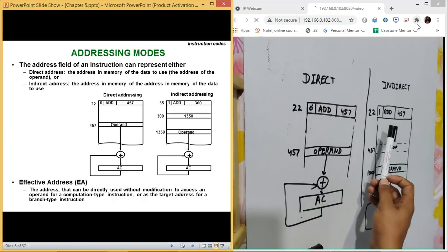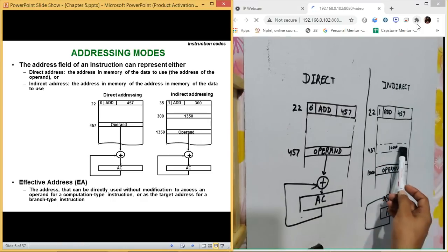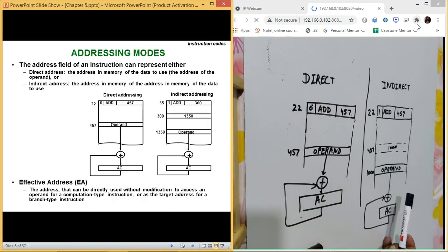But in the indirect I will need to visit firstly to this place, then to this place, so it will take more time. Yes, it is correct. The indirect addressing takes more time. It is absolutely correct. The thing is, why do we need the indirect address?